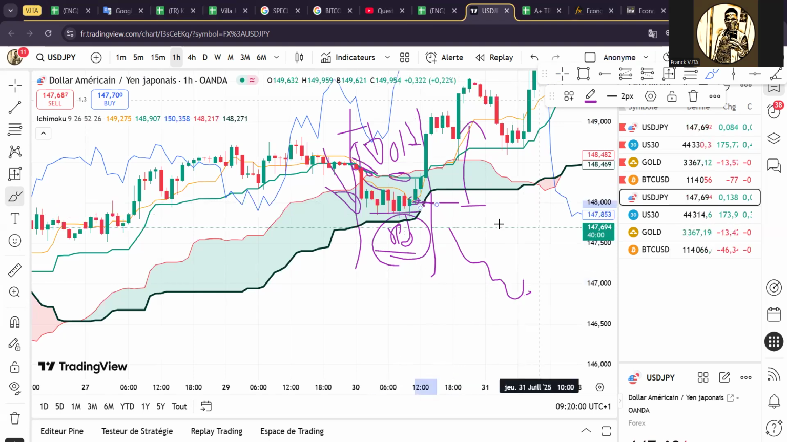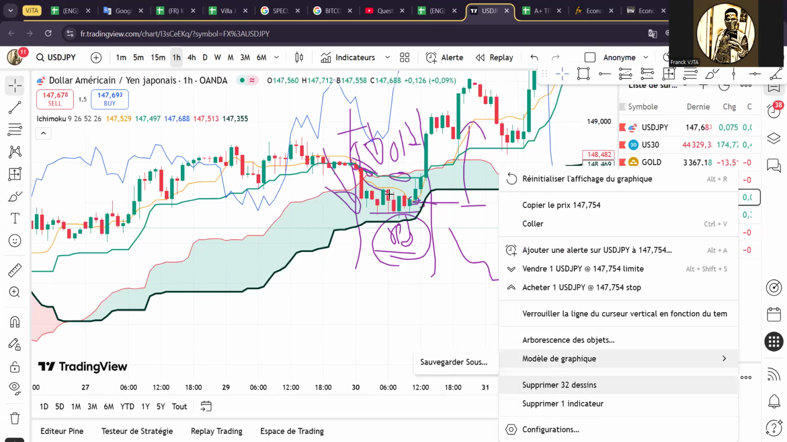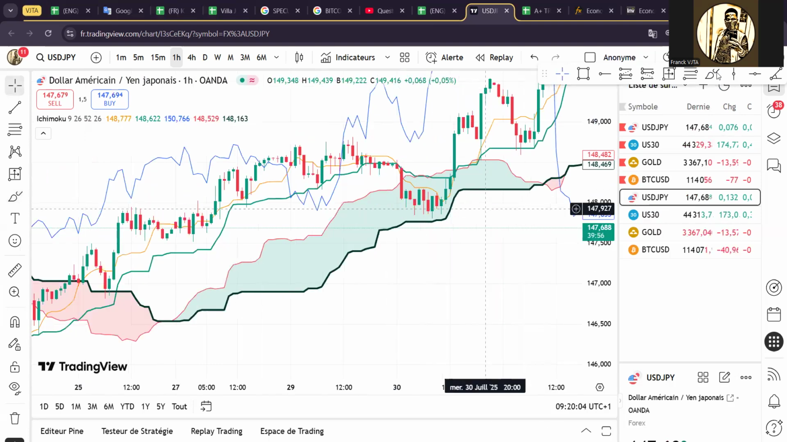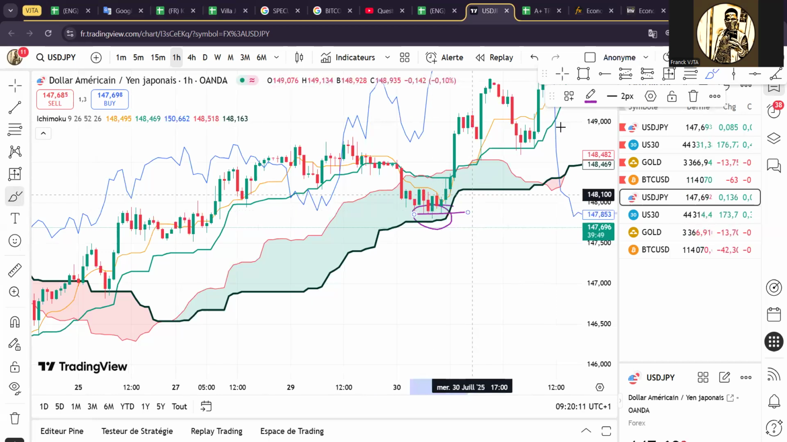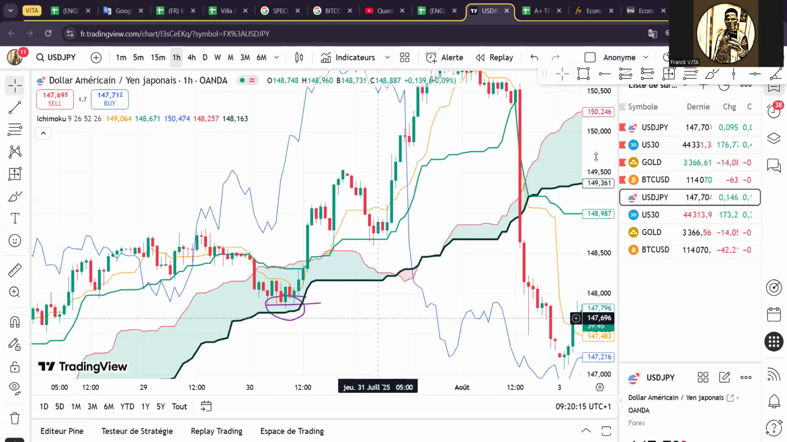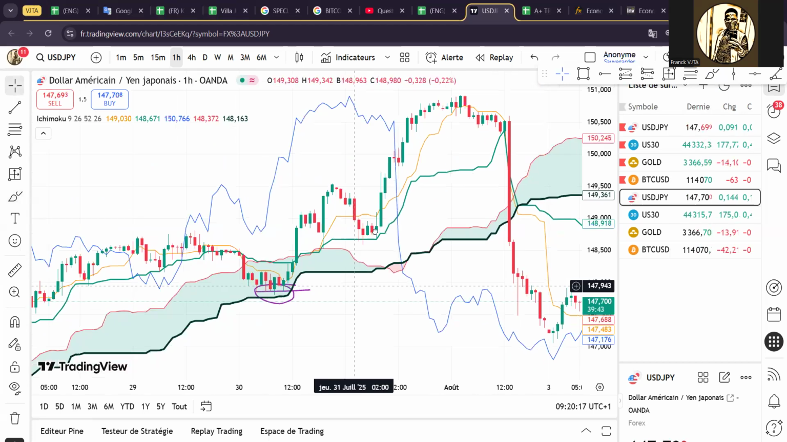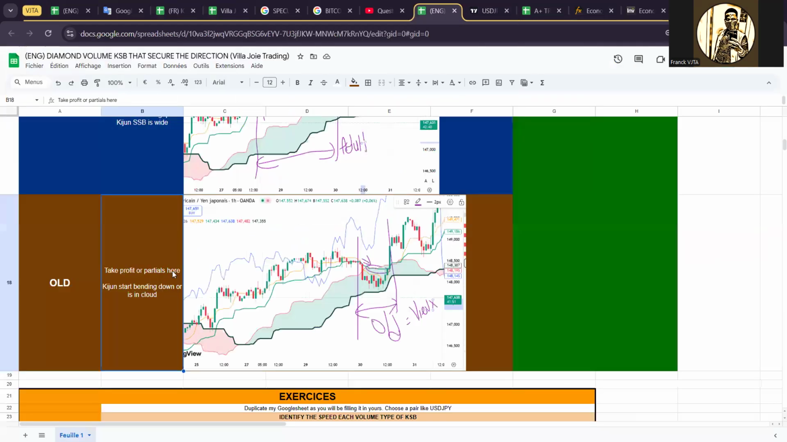Old doesn't mean that you cannot enter. It means that you have a better entry, a deeper entry, a cheaper entry, where you buy the dip. I confuse those words in English sometimes. So that's it for the KSB speed.